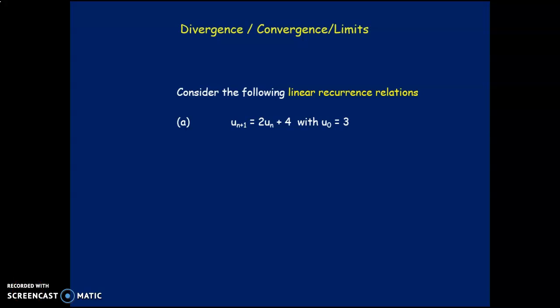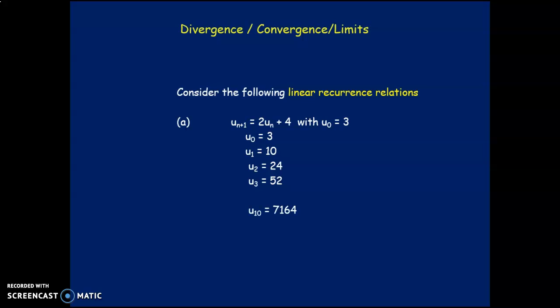Let's take a look at limits. So let's consider the following linear recurrence relation. Here we have u(n+1) = 2u(n) + 4 with our initial value equaling 3. So if we look at it, our initial value is 3. Our next term is going to be 10, then 24, then 52.